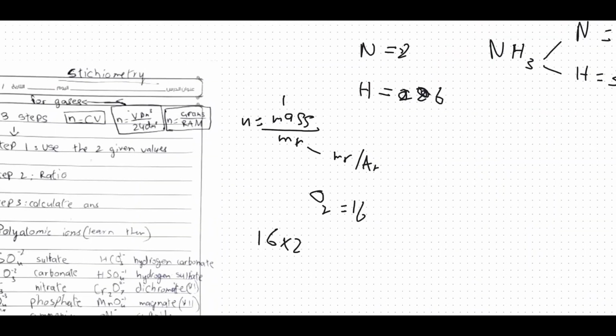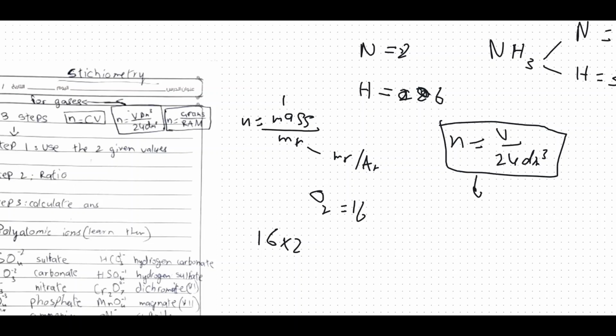The second equation is n equals V over 24. And this 24, remember that it's in decimeter cube. So in this equation, n equals V over 24, V is the volume and n is the number of moles. This is only used when we have gases. When we're dealing with gases, then we'll use this equation.